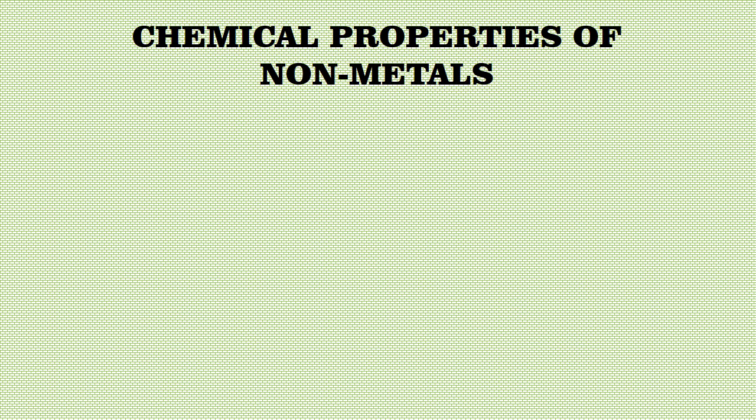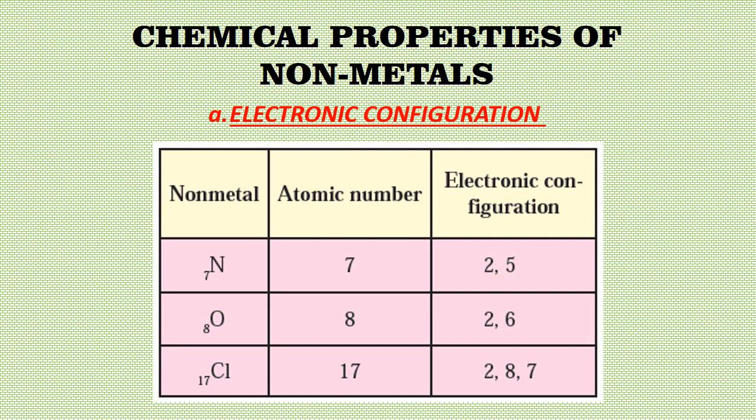Now about chemical properties of non-metals. Number 1, electronic configuration. Most of the nonmetals have 4 to 7 electrons in their valence shell. If we look at the table, the first one we have nitrogen. Electronic configuration is 2, 5. So here in the outermost shell there are 5 electrons. Similarly, we can have a look for oxygen also. There are 6 electrons, and for chlorine we have 7 electrons in the outermost orbit. So most of the nonmetals have 4 to 7 electrons in their valence shell, that is the outermost shell.